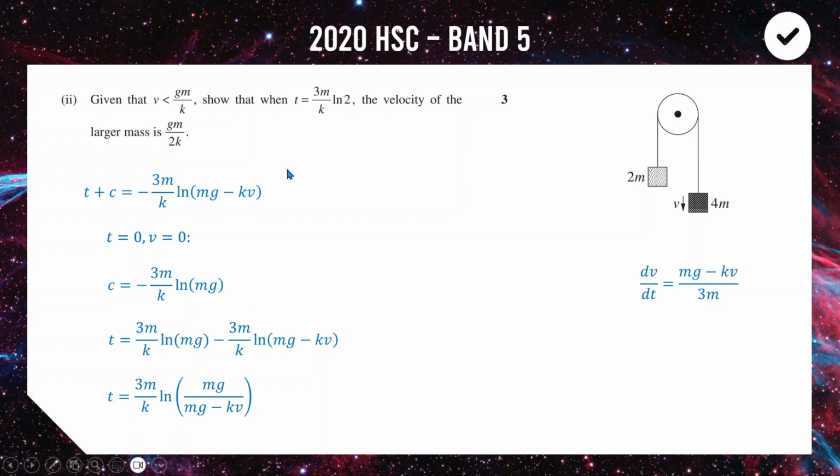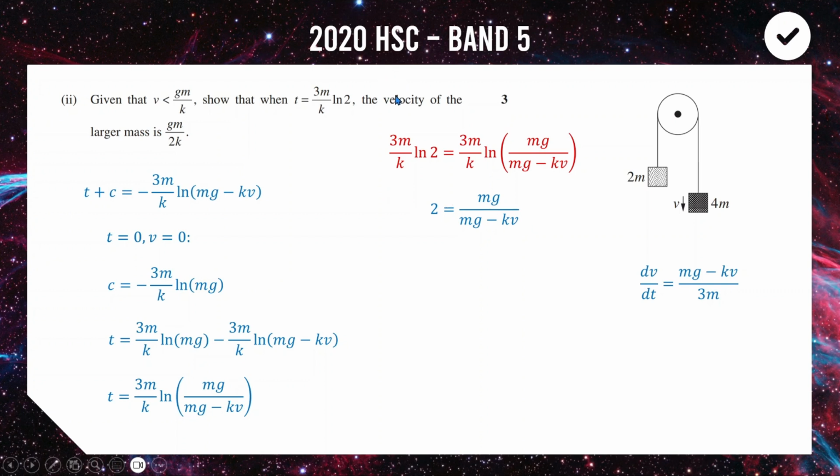To answer the question, it said to show that when time is equal to this, the velocity is equal to this. So we're going to set the left-hand side for time equal to 3m over k times log 2, making the left-hand side the time given to us in the question. This works out really nicely because on both sides we have a 3m over k logarithm. So for the left-hand side and right-hand side to be equal, we just need mg over mg minus kv to be equal to 2. Everything else just cancels out.